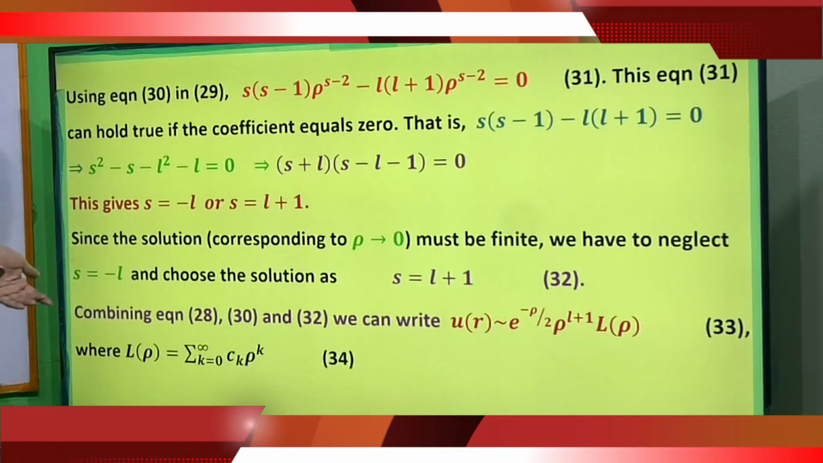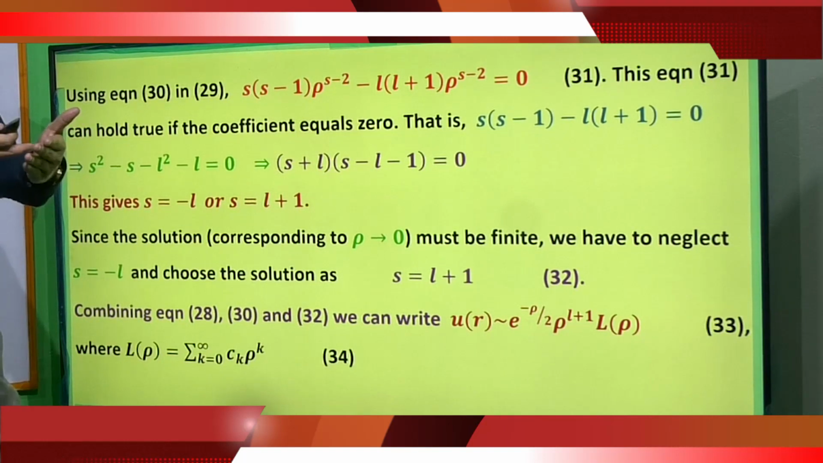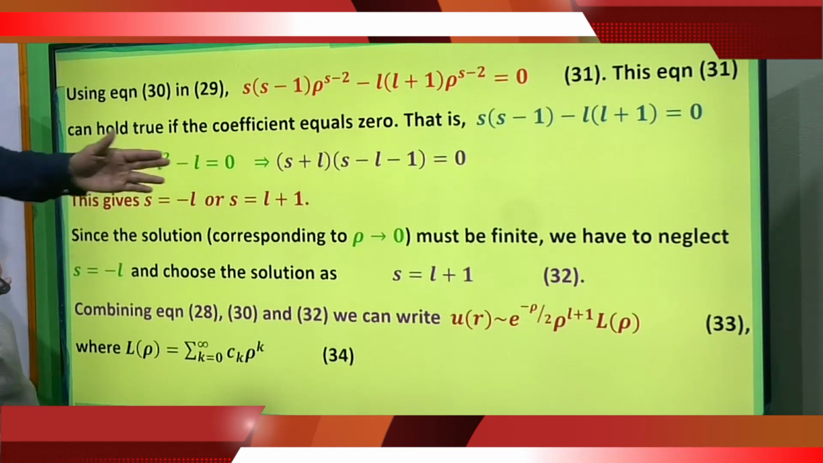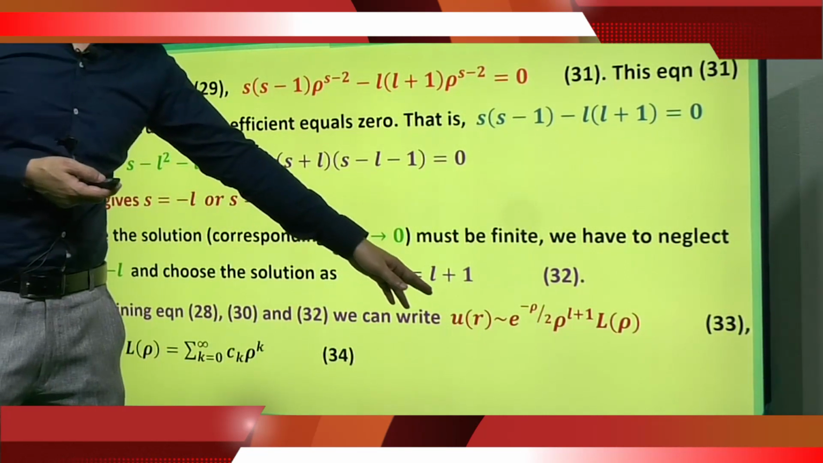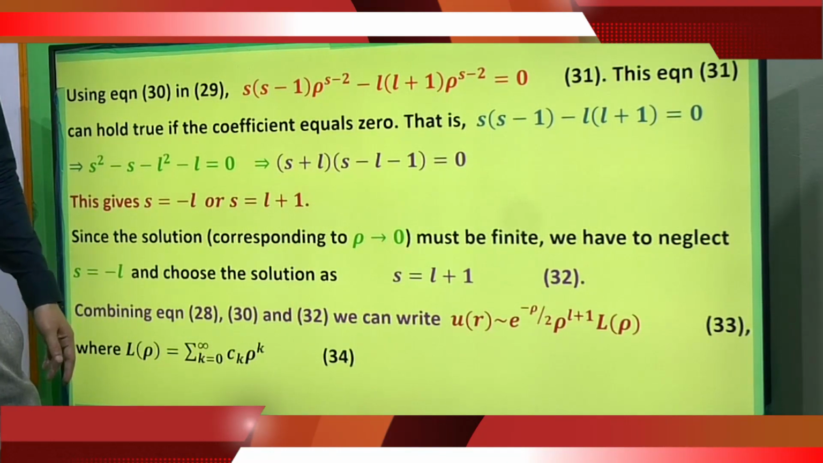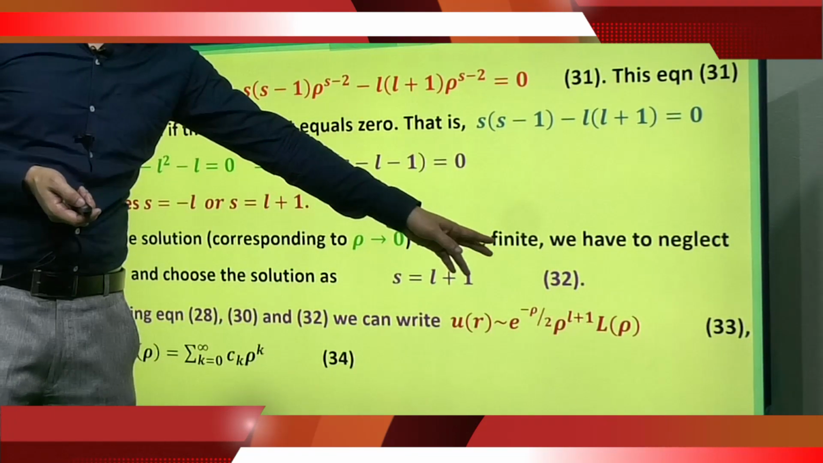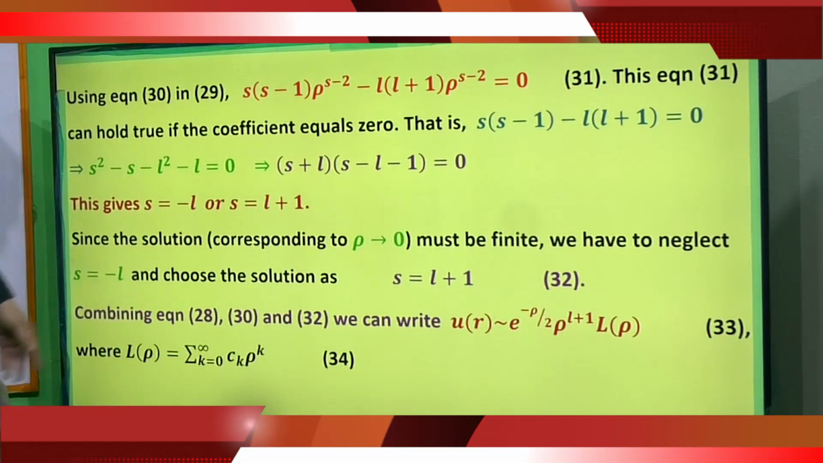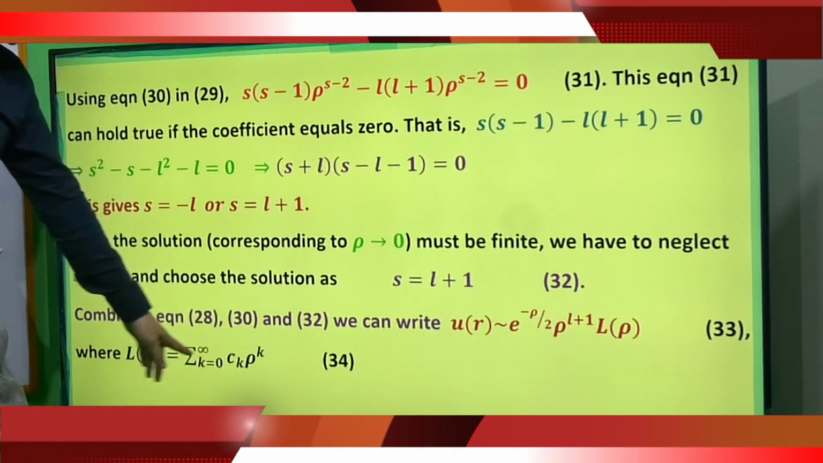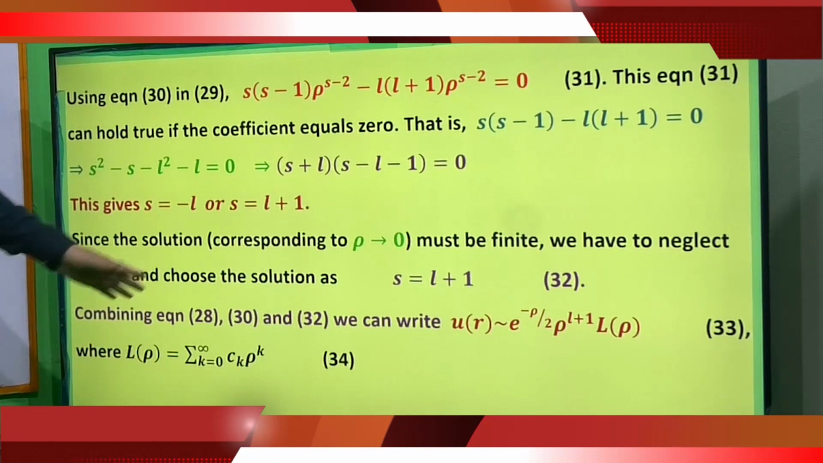Now, the earlier solutions were the possible solutions for u of rho when rho tends to infinity and when rho tends to 0. Counting all those things, we should finally get the solution for u to be of this form: e to the power minus rho by 2 times rho to the power L plus 1, times another function, L of rho, and that function is expressed as a series solution, the sum from k equal to 0 to infinity of c_k rho to the power k, where c_k is a coefficient. In a series solution we have to assume it.